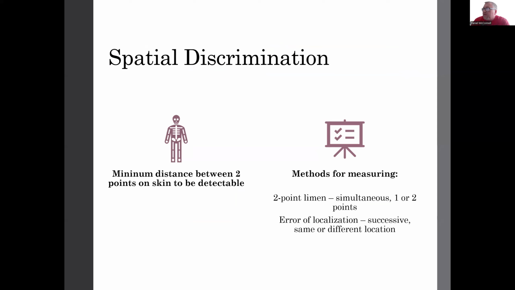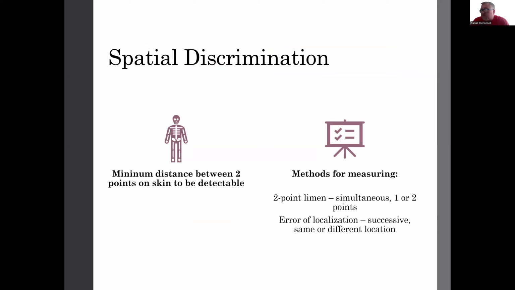And so we have this measurement. We're interested in what are called spatial discrimination measurements. And what that simply means is discriminating the location of points of activation on the skin surface, right? So the first one is called the 2-point Lyman test.